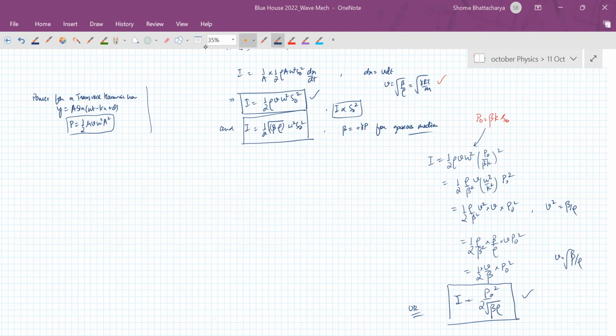Yeah, so Jagannath, that's right. So v square into v, I just kept it apart because I'm going to expand v square as beta by rho. Otherwise, I would have written it as v2. So remember that here, basically what I've done is omega by k is equal to v. So I substituted that omega square by k square as v square.